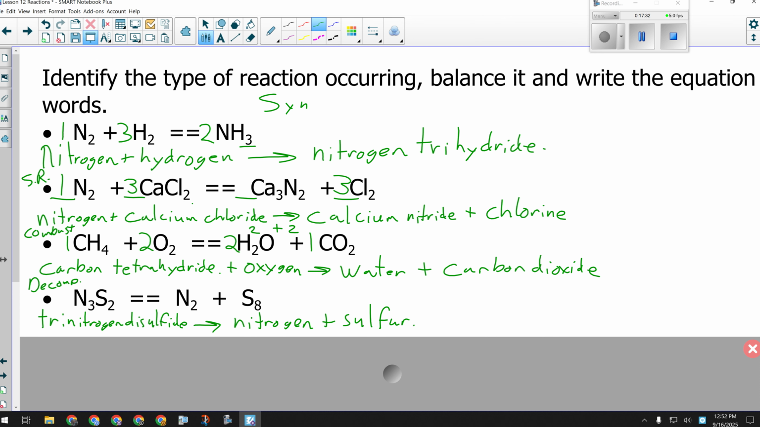Pretty obvious what to start with here. Which element should I start with? Sulfur. It's by far the biggest number. All right, I've got 8 sulfur on the product side. How many on the reactants? What needs to go here? 4. When I do that, it gives me how many nitrogen? What times 2 is 12? 6. And that would be a 1.